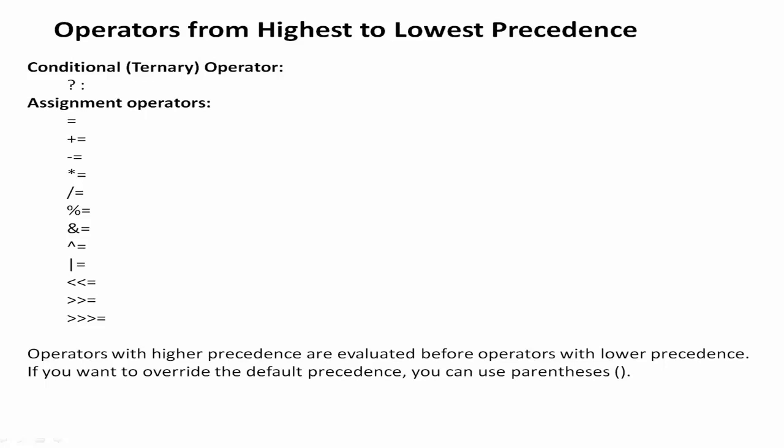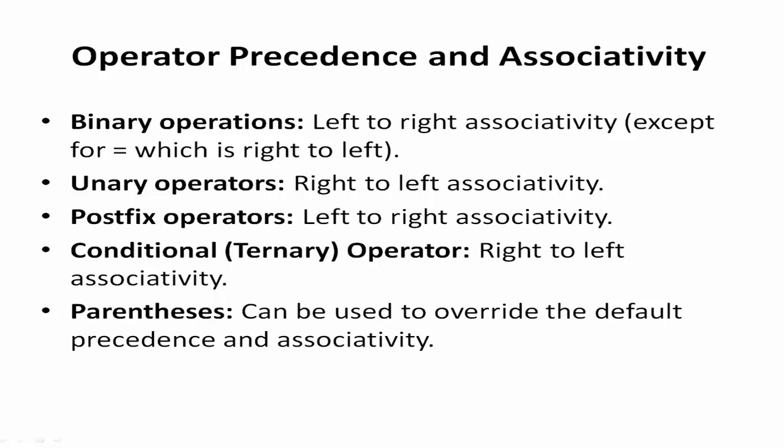Operators with highest precedence are evaluated before operators with lowest precedence. If you want to override the default precedence, we can use parentheses. Operator precedence and associativity: binary operators have left to right associativity, while assignment is right to left. Unary operators have right to left associativity. Postfix operators have left to right associativity. The conditional or ternary operator has right to left associativity. Parentheses can be used to override the default precedence and associativity.